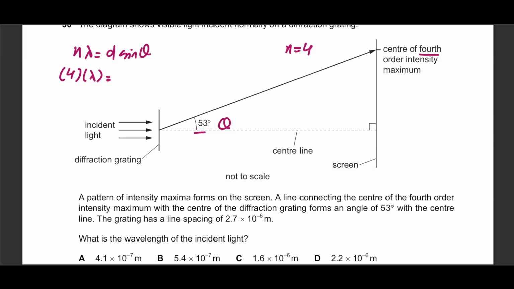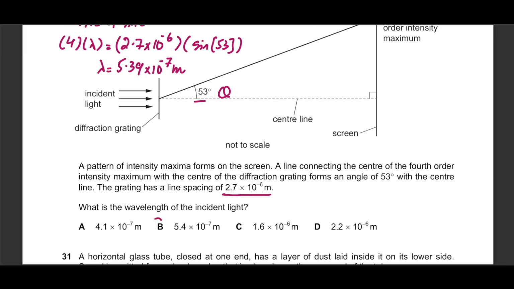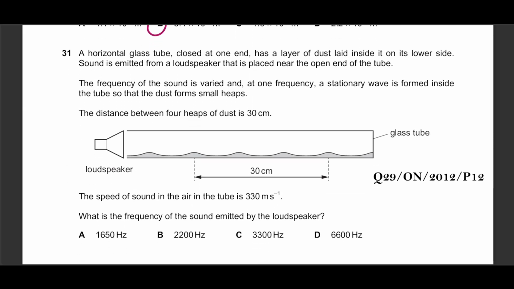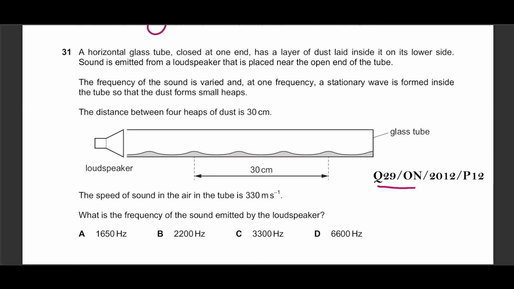d is given to me as 2.7 times 10 raised to the power minus 6, and sine theta is going to be sine of 53. Be careful about the arithmetic. When you solve it directly, lambda comes out as 5.39 times 10 raised to the power minus 7 meters, which is definitely option B.